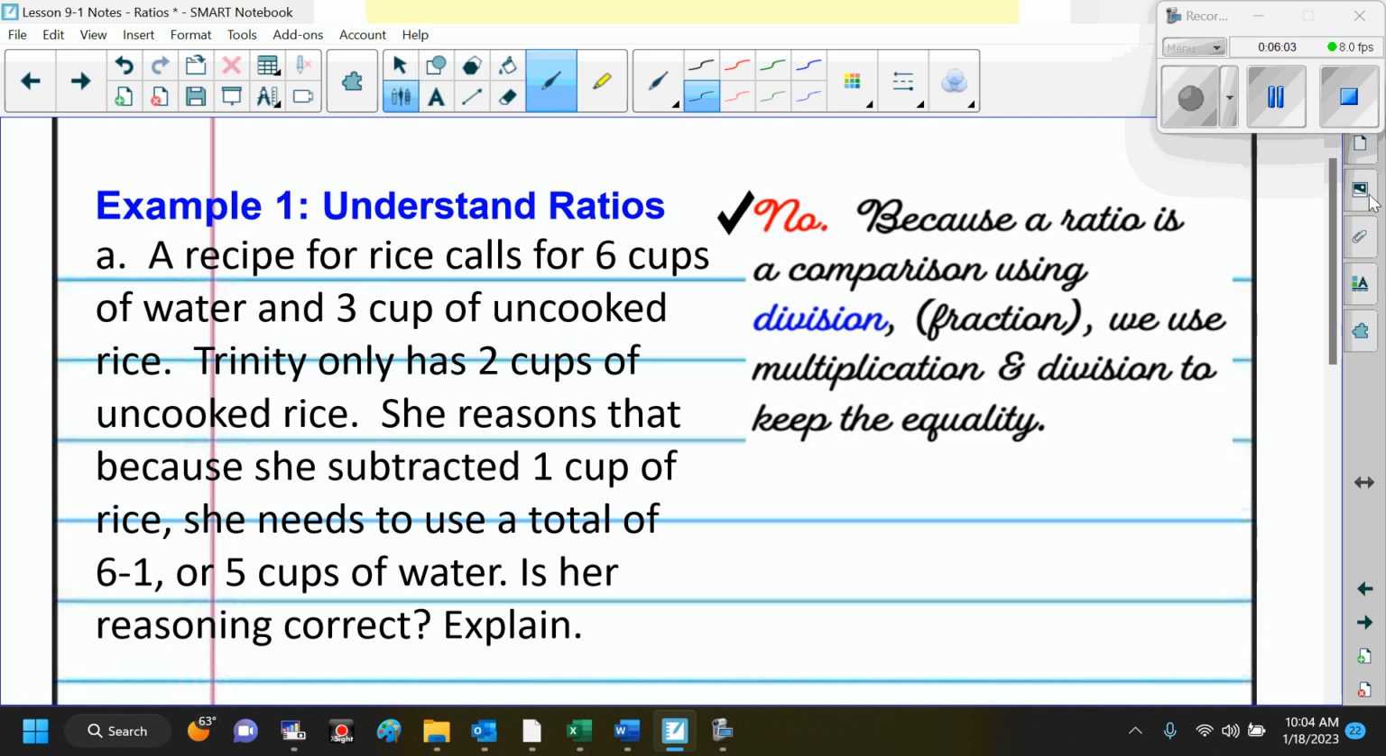A ratio is a comparison using division. She's wrong because she used subtraction.